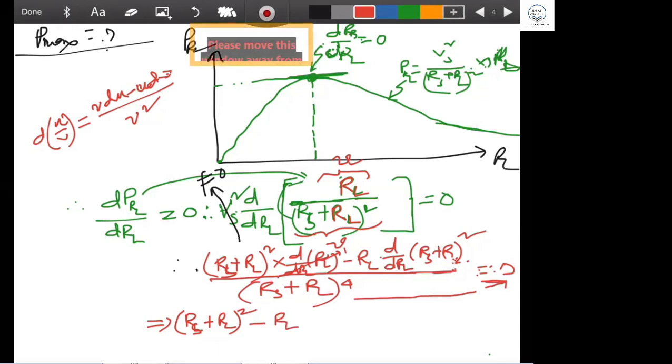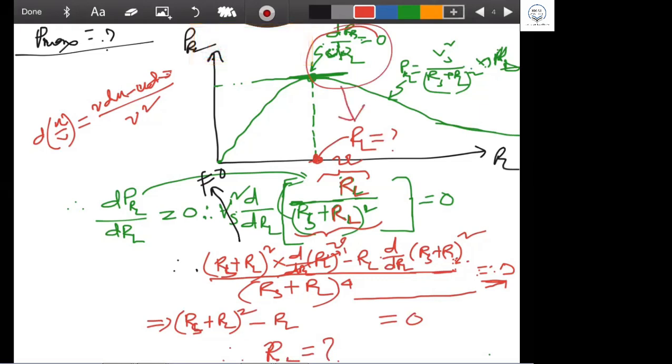Can you do it for me? And then finally, what conclusion do you get? Our target is to find the value of RL, which means at what value of RL we get the maximum power. From this equation we are going to get RL. Can you tell me what is the value of RL from this equation? All of you do it and tell me. I hope you're sitting down with a pen and paper. So you do it and tell me what RL is equal to.